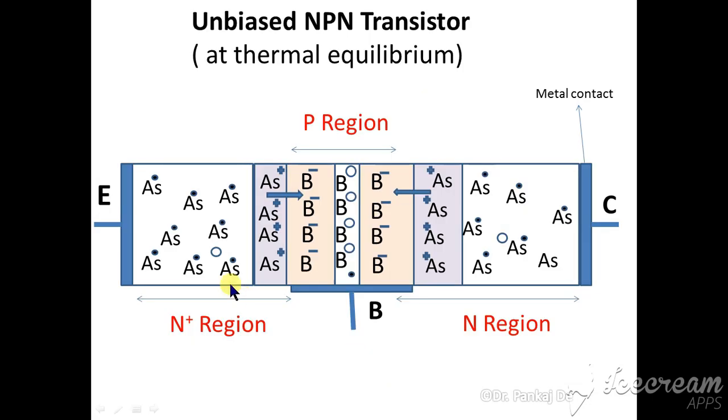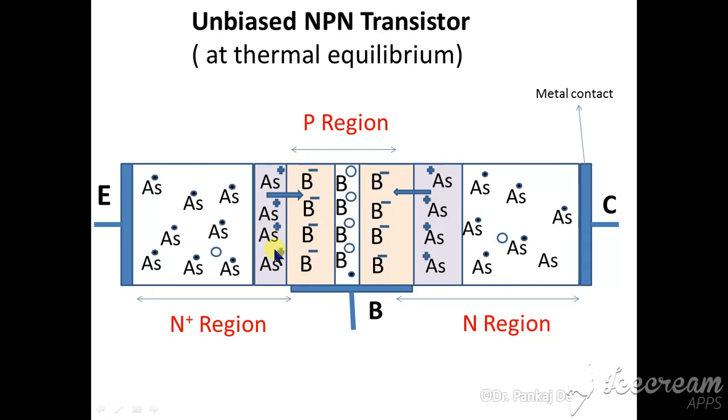Therefore, on the basis of the formation of the depletion zone at the PN junction, we note that for an NPN transistor under zero bias condition and at thermal equilibrium, we get two depletion layers, one at the emitter-base junction and another at the collector-base junction. Here, A stands for the pentavalent arsenic dopant atom and B stands for the trivalent boron atom, and the dot indicates the free electrons and the circle indicates the free holes in the semiconducting material.